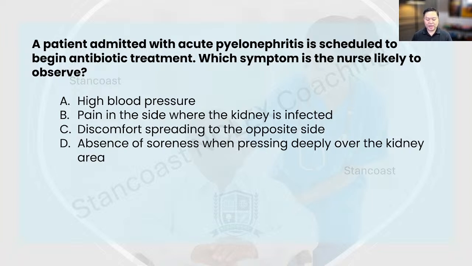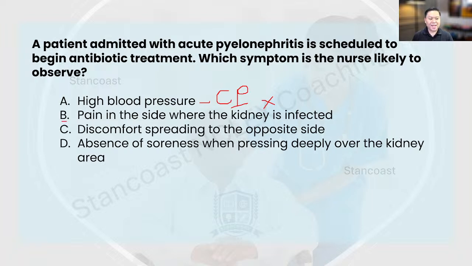All right, I hope that you have picked your answer. Now we'll go through the options here. For letter A, high blood pressure. Well, there is hypertension, but this is going to be associated with the chronic pyelonephritis, not acute, okay? It's not a typical manifestation of acute, so get rid of this one immediately. We did not talk about hypertension in the acute pyelo.